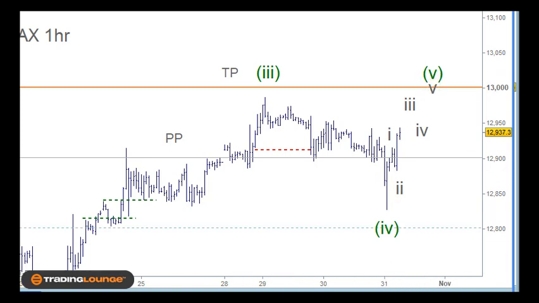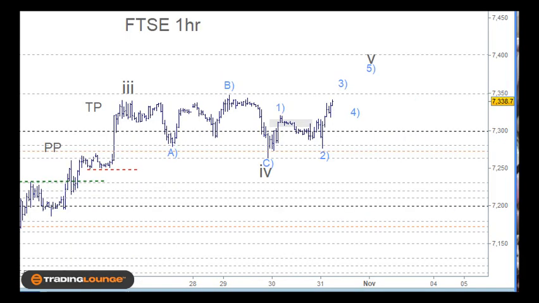And also the FTSE as well. So with the FTSE, we've got wave 3. This needs to be 1 degree higher actually, so this should really be in green here, but an A and a B and a C. We've got 1 and 2, looking for 3, 4 and 5 here to complete this structure.